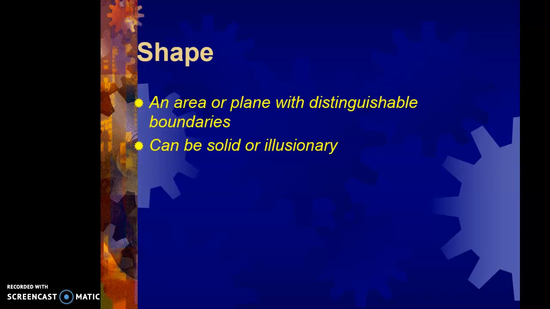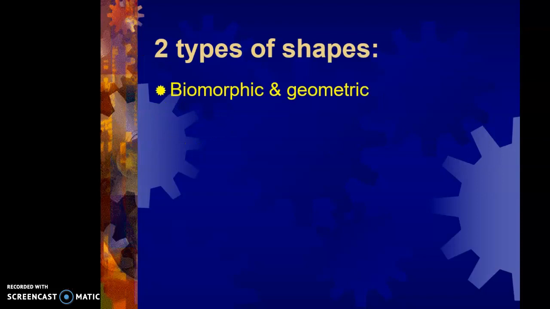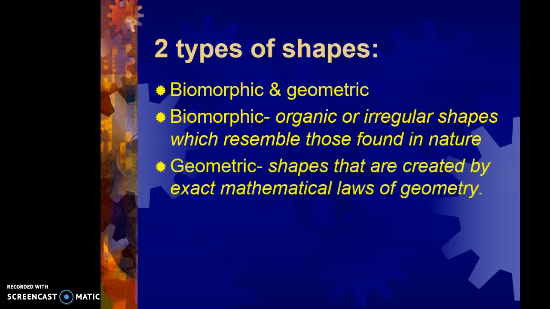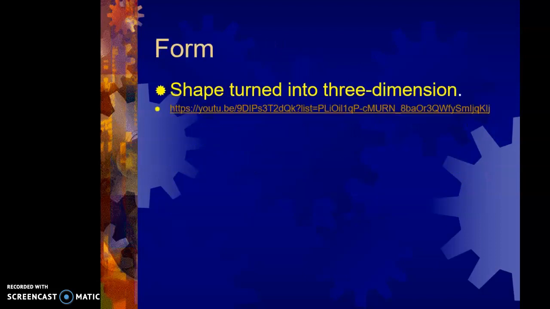that's making shapes also, but those are illusionary. Okay, now there are two types of shapes, the biomorphic and the geometric. The biomorphic are the organic or irregular shapes which resemble those found in nature. So very lyrical, whimsical, curves and all of those wonderful things, those are those irregular biomorphic shapes. Now, geometric shapes are those that are created by exact mathematical laws of geometry. So, you know, your square, your triangle, those types of shapes. Again, take a look at the video link, and the video link will give great visuals for this.